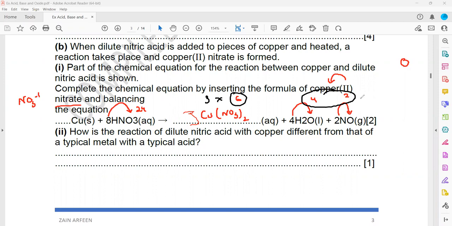So 24 oxygen on the right hand side and 24 oxygen on the left hand side. Then the other elements are already balanced other than copper, which is 3. So we just put 3 here. So copper is also balanced. So this equation is balanced in terms of all the reagents, all the elements or atoms.